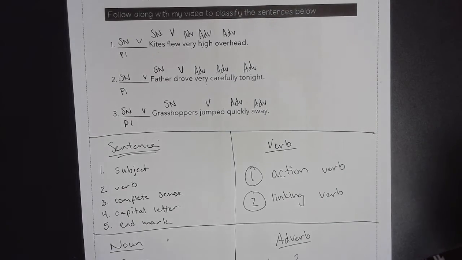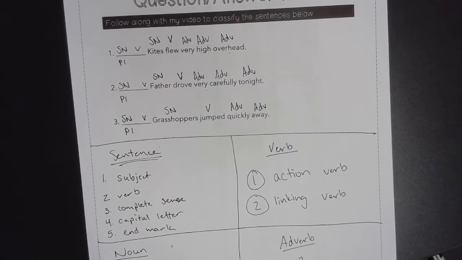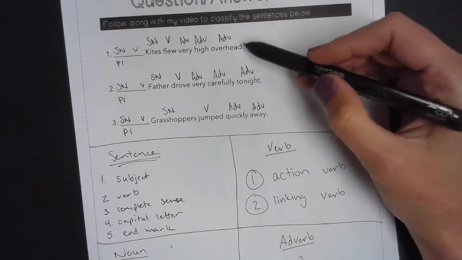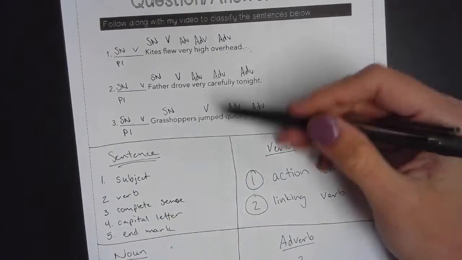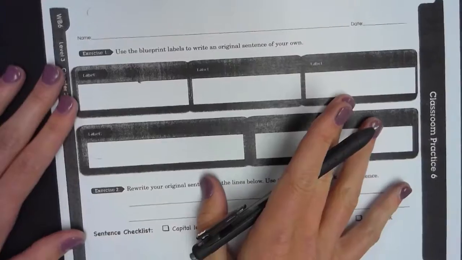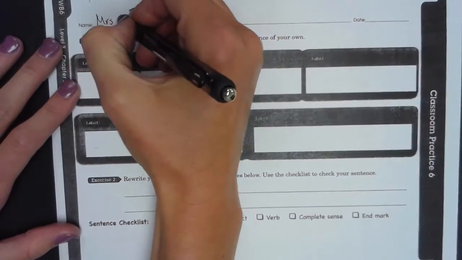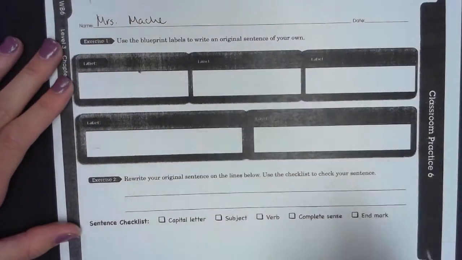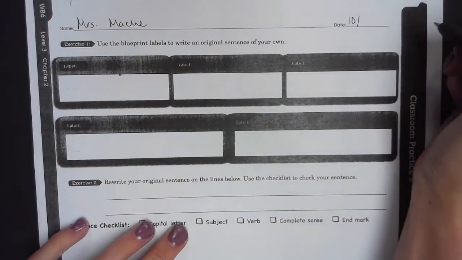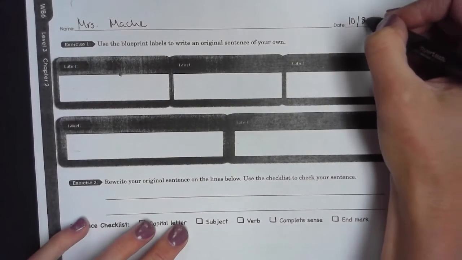Now on the back, today we're going to build our own sentence. These ones we've classified in a sentence that's already been given to us. Today, flip it over, and we're going to build our own sentence. So notice it was kind of like this. Just turn it sideways. Name. Go ahead and put your name on there again. Date. Today's October 8th.